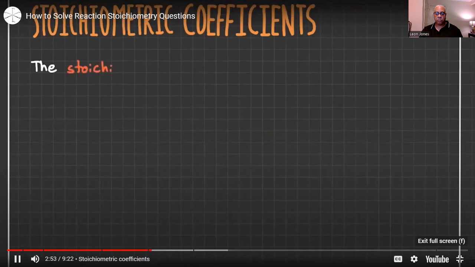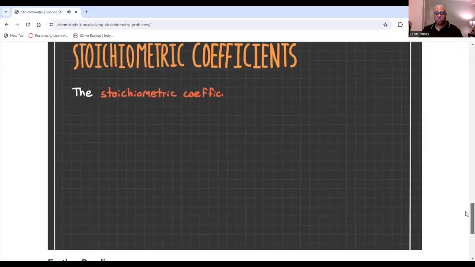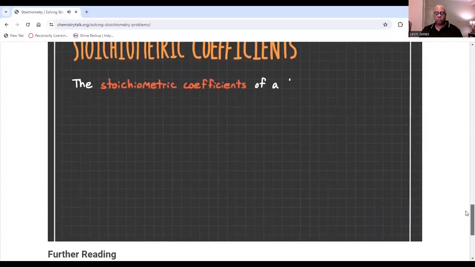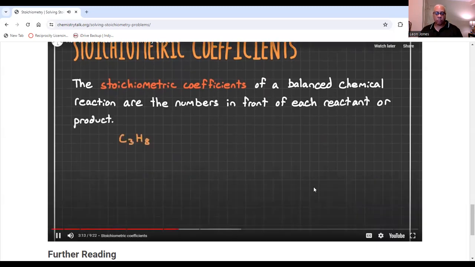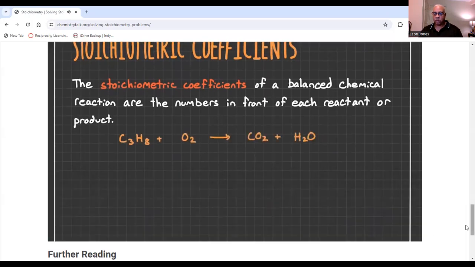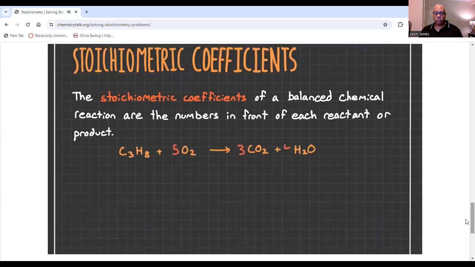Okay, we've learned how to do this with individual molecules. Now, let's apply it within reactions using stoichiometric coefficients. Stoichiometric coefficients are the numbers in front of each reactant or product in a chemical reaction. So, let's say we have this reaction here, the combustion reaction of propane. Once we balance this reaction, like so, we can use these coefficients to establish mole ratios.